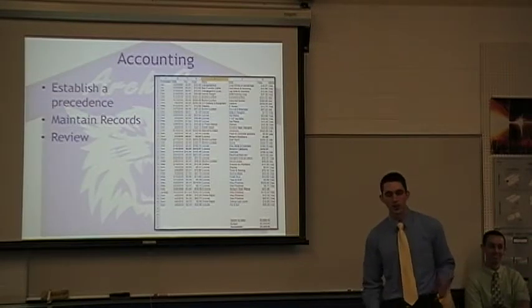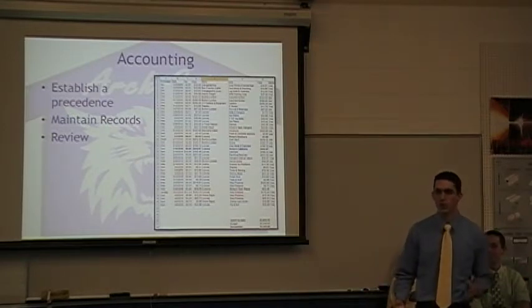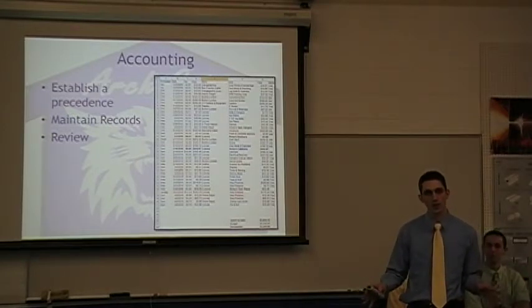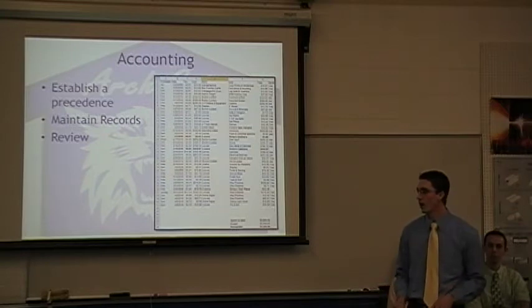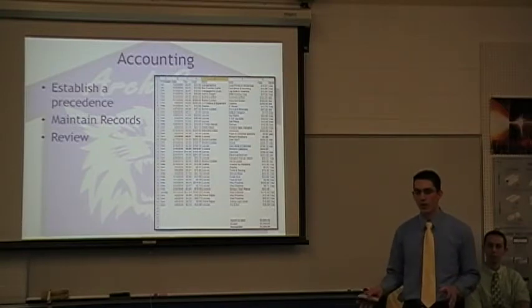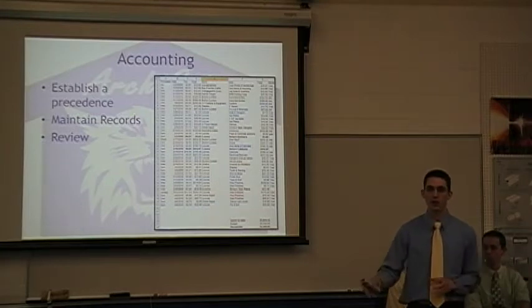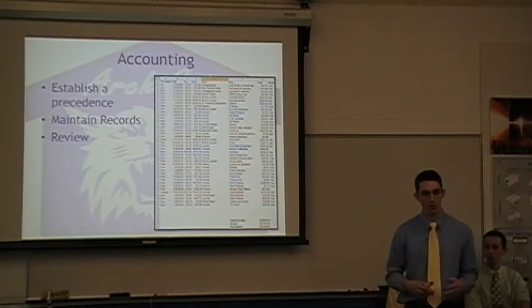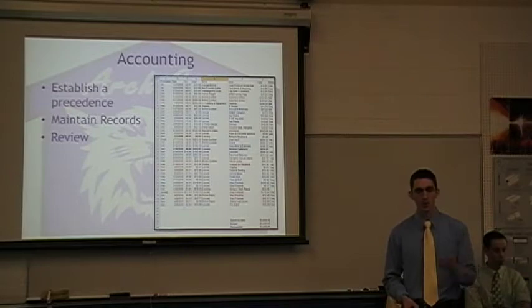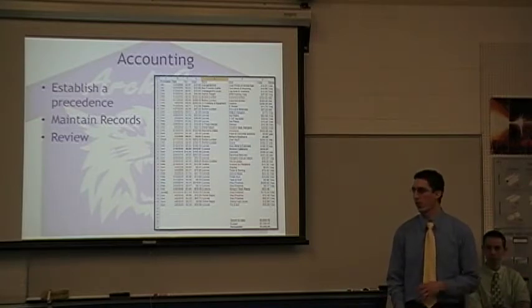Now, as far as accounting goes, one of the ways I found was easiest was just to set up a spreadsheet at the start and just stay on top of it. Once I established a precedent of how I wanted it done, we spent a lot of time sending people out with petty cash forms, and we used the receipts and just got them reimbursed as soon as possible, and then that was taken from our account.